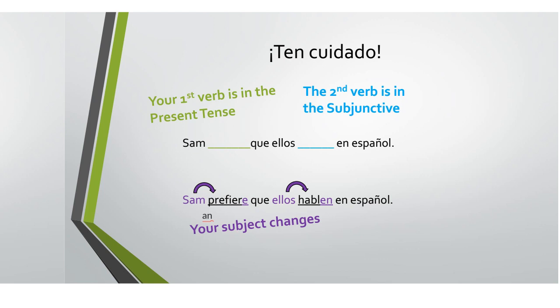The other thing that you want to be careful with is that your subjects change. So in this example, Sam prefiere que ellos hablen en español. Notice that you have two different subjects: you have Sam and you have they, or ellos. So you need to make sure that your verb prefiere matches Sam, but then your verb hablar needs to match ellos. So you don't want to say hable, you want to say hablen to match ellos. And again, of course, it's in the subjunctive. So be careful with that.